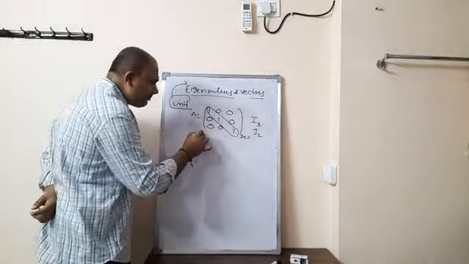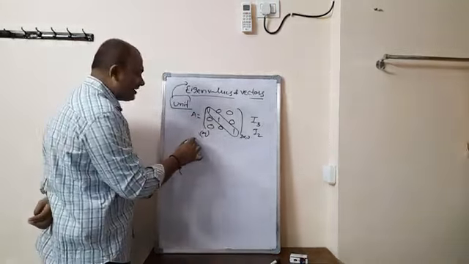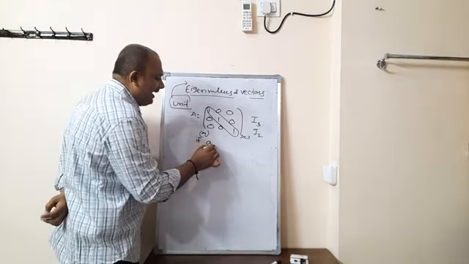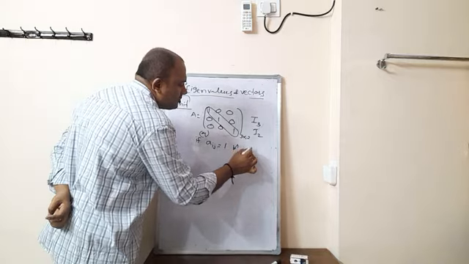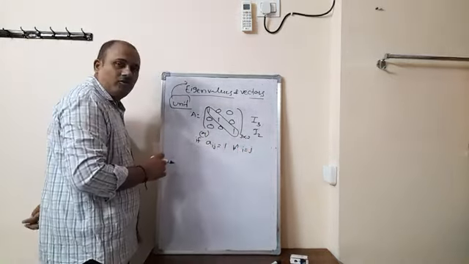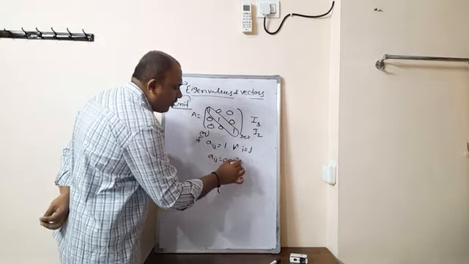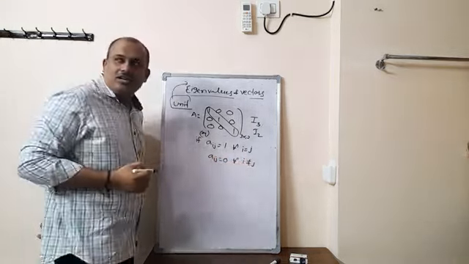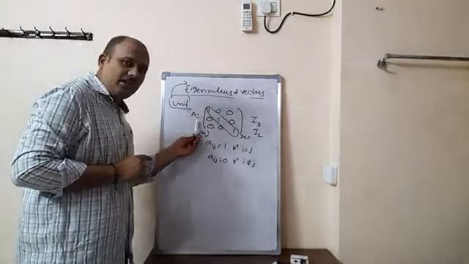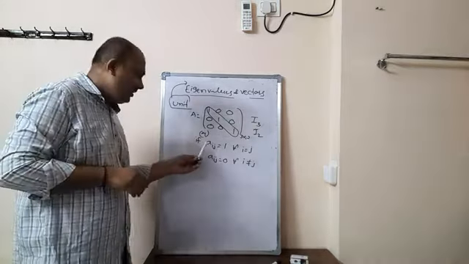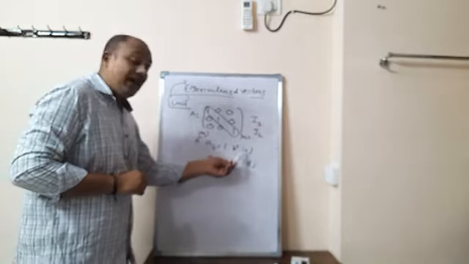Otherwise, it can be explained as: the matrix is said to be a unit matrix if Aij equals 1 for all i equals j, and Aij equals 0 for all i not equal to j. This is the main definition, the main concept. What I am explaining here is Aij equals 1 if i equals j.